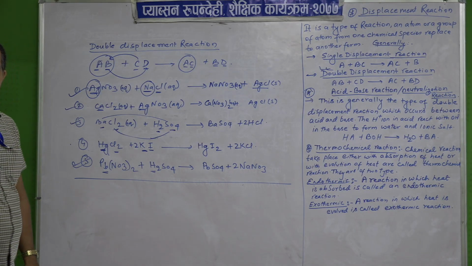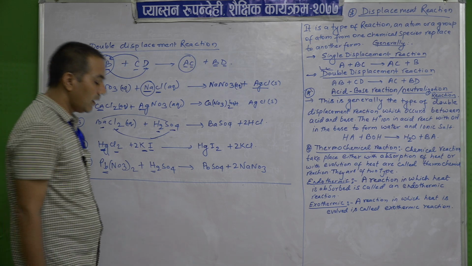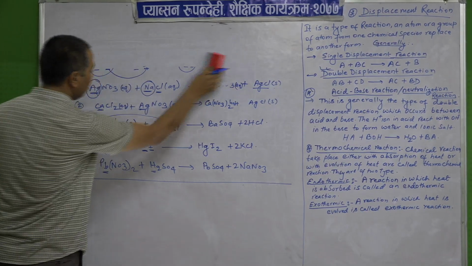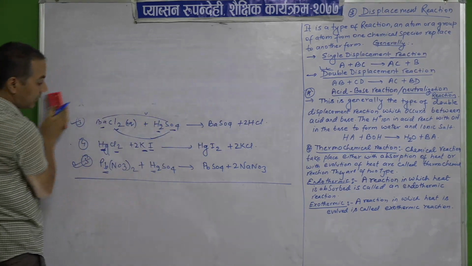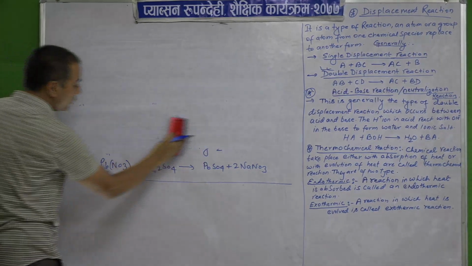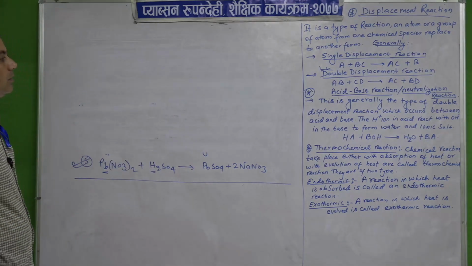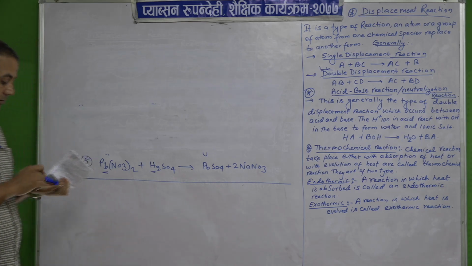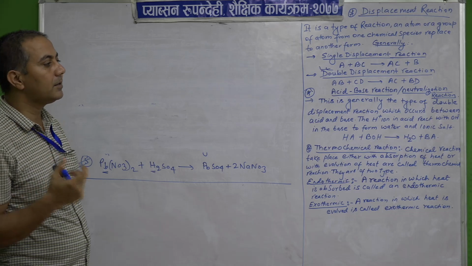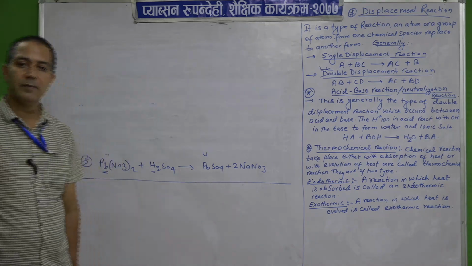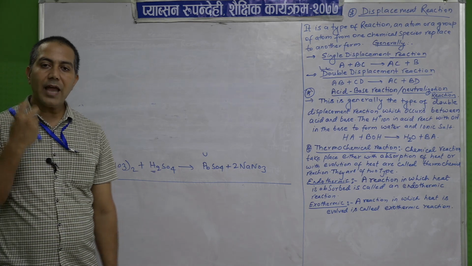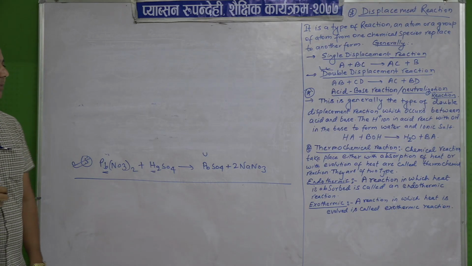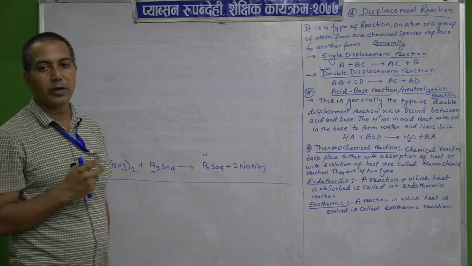single displacement reactions. Let us take another example about acid and base reactions. Okay, I will rub this one. Acid base reaction. So what are acid base reactions? Generally it is the same type as double displacement reactions. Why double displacement? In which the hydrogen ion of the acid reacts with the hydroxide ion of the base to form water and ionic salt.